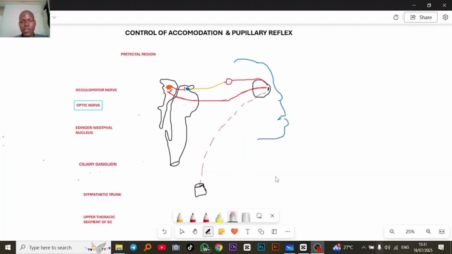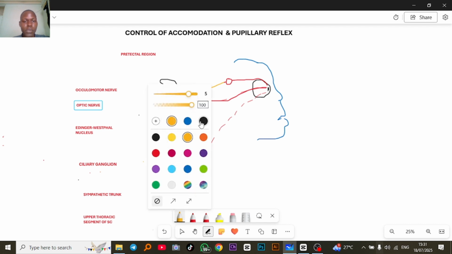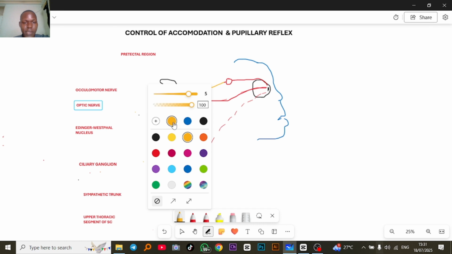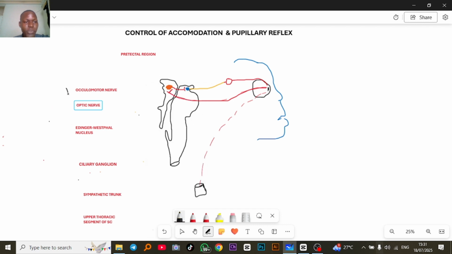So now let's look at the accommodation and the pupillary reflexes. We are going to first look at the connections involved. To start with, we looked at some of these nerves, so they are familiar. That's the oculomotor, which we call cranial nerve 3. Then we looked at the optic nerve, which was coming from the retina. That's cranial nerve 2. So they are not new to you. We are going to look at a few new things.